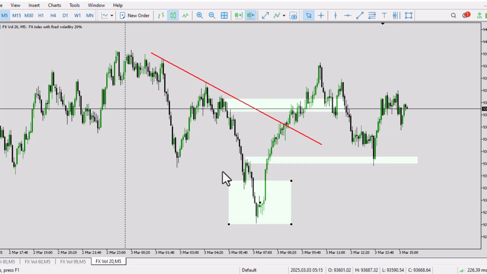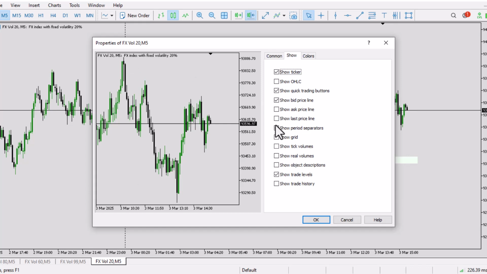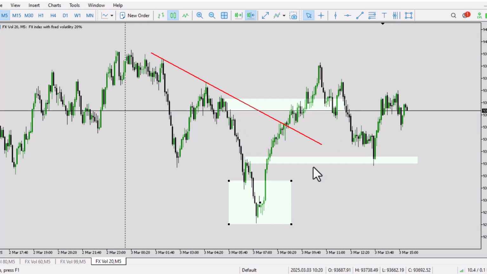With that being said, a lot of you guys have been asking me how I put these period separators so that I know where the day begins, right? What you just need to do is click F8 on your computer, then tick this box where it's written show period separators and click OK. That will be it, right?